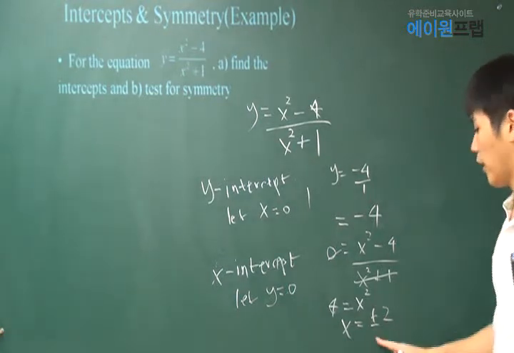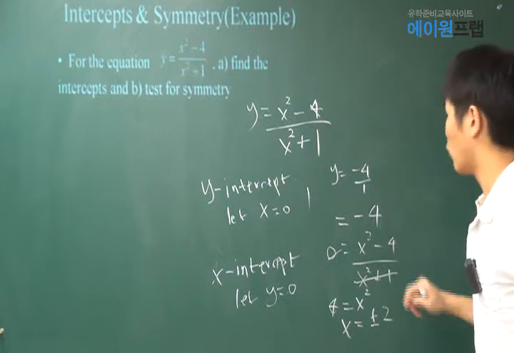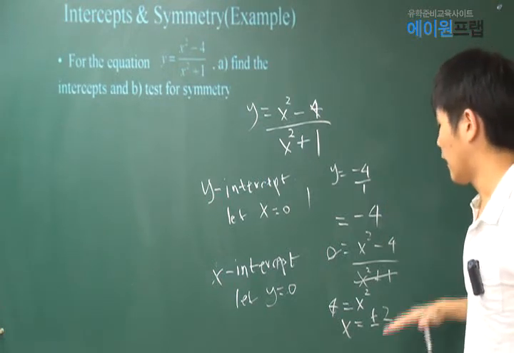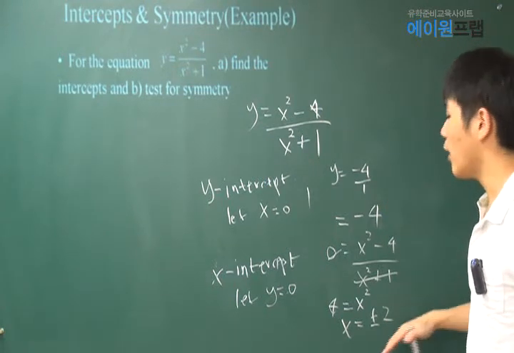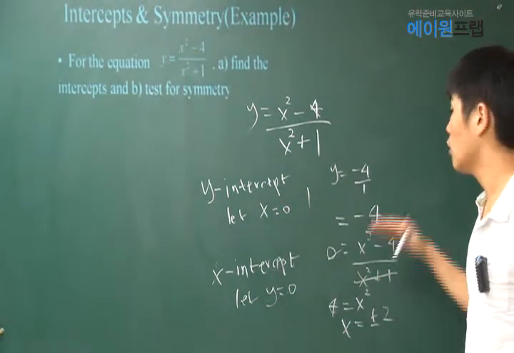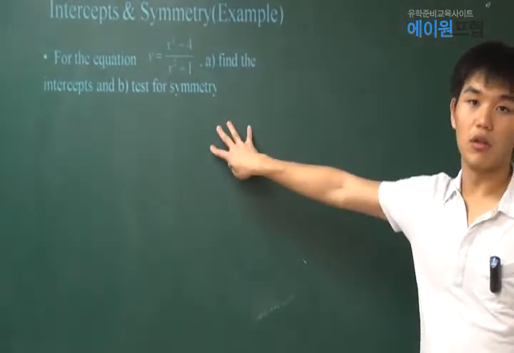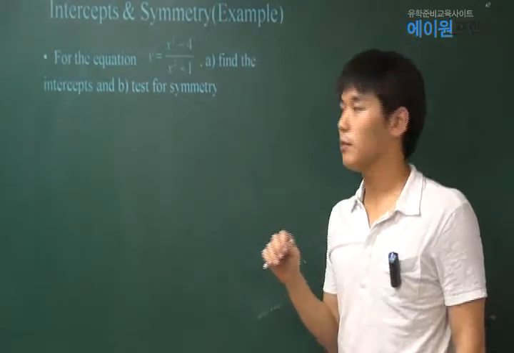So these are the x-intercepts, and this is the y-intercept. The y-intercept is negative 4, and the x-intercepts are plus or minus 2. Why? Because if you let the values of x and y respectively go to 0, we get these values. Now let me go to the second part of the question, testing for symmetry.